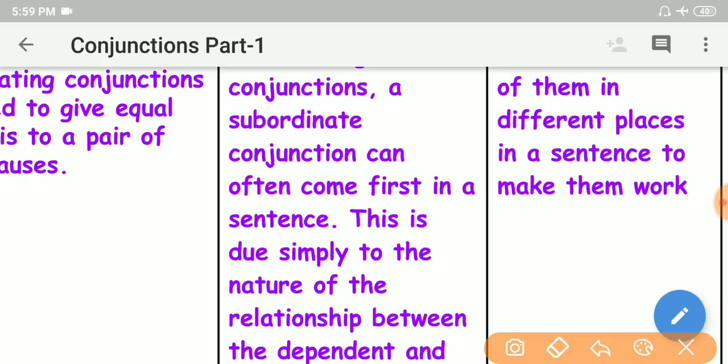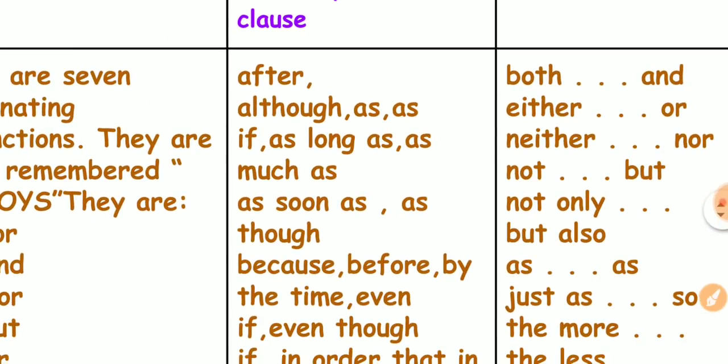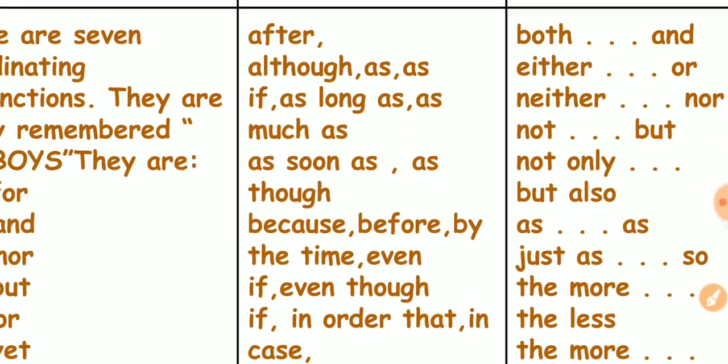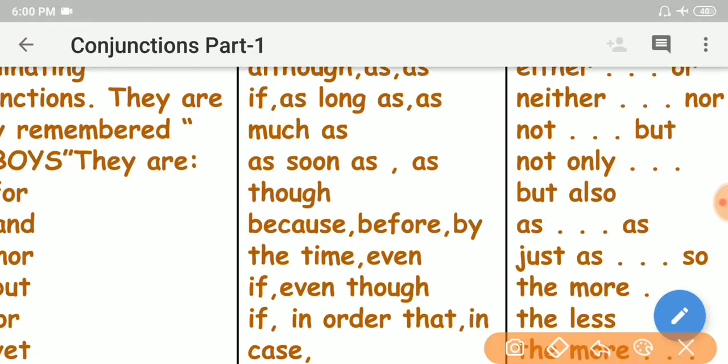We cannot use any coordinate conjunction at the beginning of a sentence. Keep this in your mind, my dear friends. Only subordinate conjunctions can be used at the beginning of sentences, because there is a provision for this. So let us learn some important examples of subordinate conjunctions.